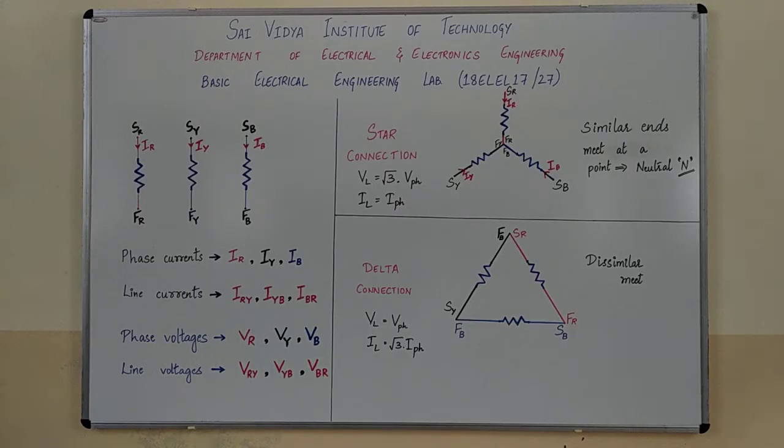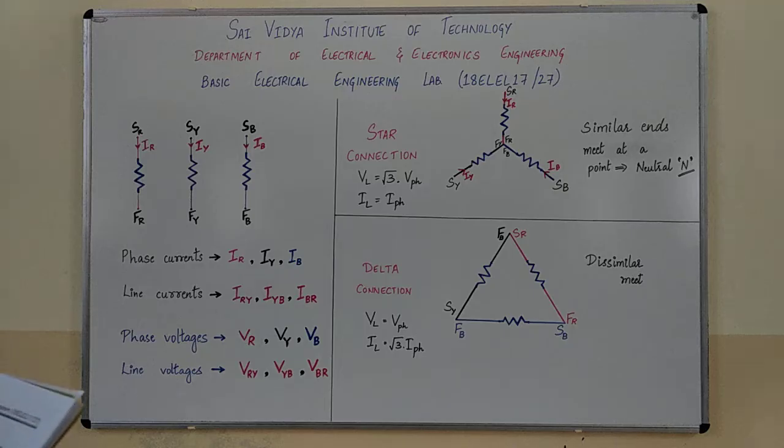In a three-phase balanced system, the three voltages are equal in magnitude and frequency, but they are displaced by 120 degrees apart. There are mainly two types of connecting loads in a three-phase system. They are star connection and delta connection. Now let us understand what a star and delta connection is.